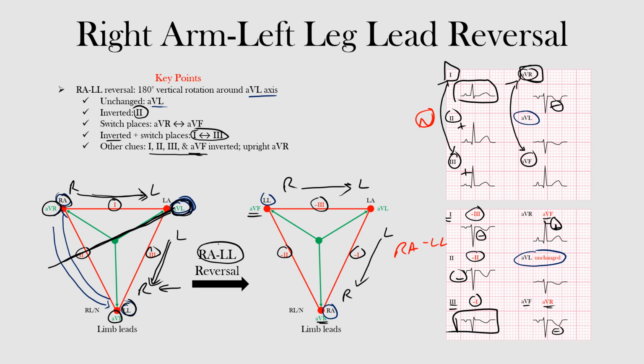Okay, remember the clues to keep in mind are 1, 2, 3, and AVF. So our inferior leads plus lead 1 will become inverted, and lead AVR, which is most oftentimes negative, will become upright. Okay, so that's the end of this lecture. We discussed right arm, left leg lead reversal and how to identify it on the EKG. I hope you learned something.